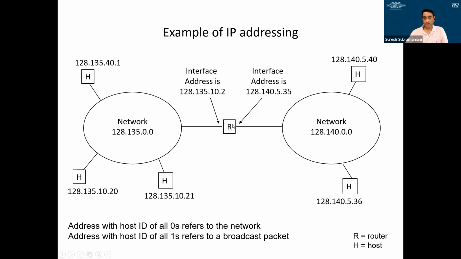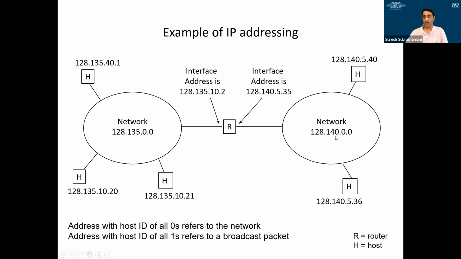But they're both connected to the internet, so therefore they have to be connected by a router at some point, which is here. R stands for router, H stands for host. Host is the computer, right? So this network has the address 128.135.0.0. This is the host ID part. This is the network ID part.